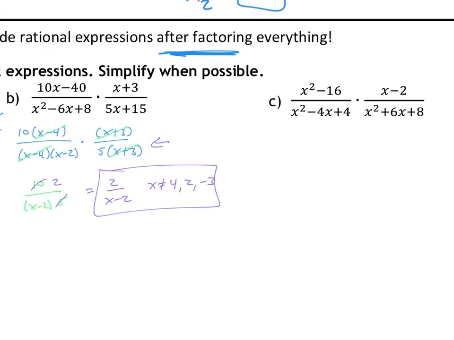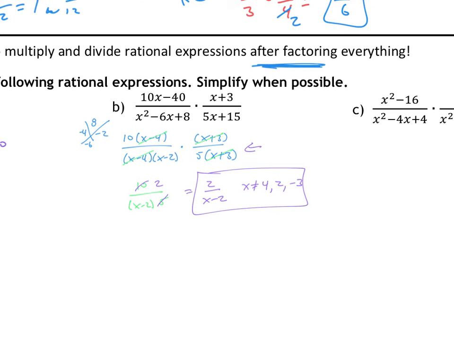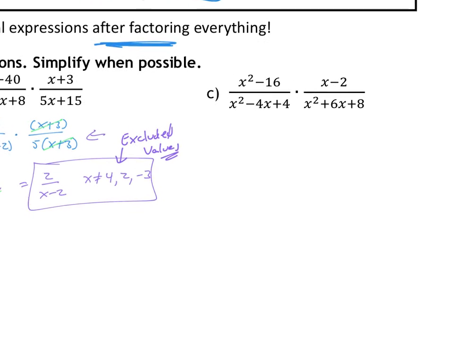All right. So that was this one. Factored everything, then canceled what I could. When you get tired of canceling or don't know, rewrite what's not canceled, and then try to simplify a little bit further. Then remember to include your excluded values. If you forget what that is, watch yesterday's video on simplifying. We go back over it.